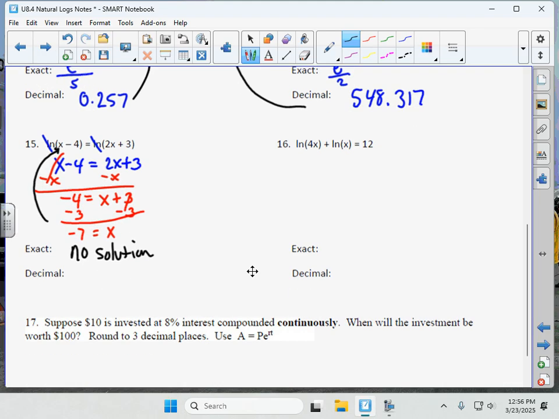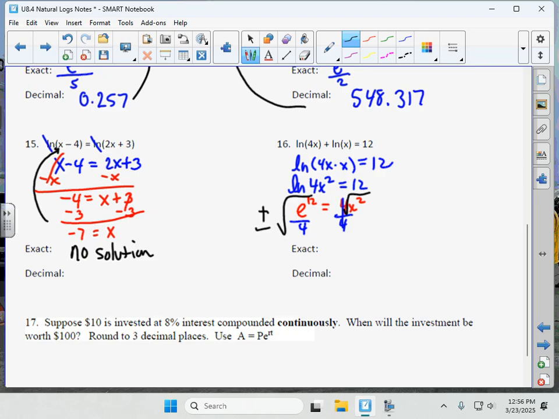All right, 16, again, there's 2 logs on the same side, so we're going to condense. Addition to multiplication, so 4x times x equals 12. Again, that's just 4x squared equals 12. Change from log form to exponential, so it's e to the 12th equals 4x squared. Okay, we'll divide by 4, divide by 4. And then since we have that x squared, we're going to square root both sides, and don't forget plus or minus.